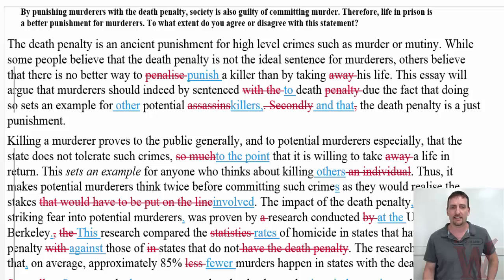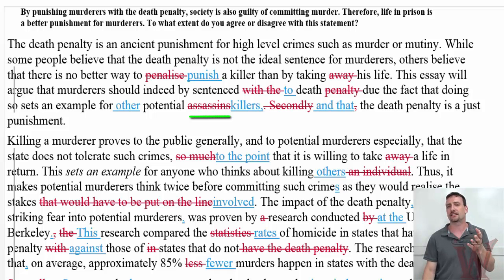Okay. Next. So then we have sets an example for potential assassins. He wrote assassins. Now, why did I add the word other? When we have set an example, we have the original person doing something, and then we want to take that real situation and set an example for other people who might do the same thing. So again, he's not going to lose points for missing the word other, but for your reference, when you set an example, you set an example for others. There's the real situation, and then the example for other people who might consider the same thing.